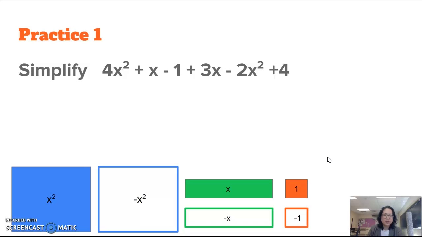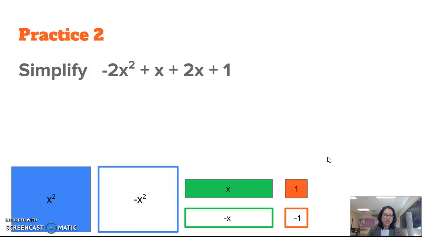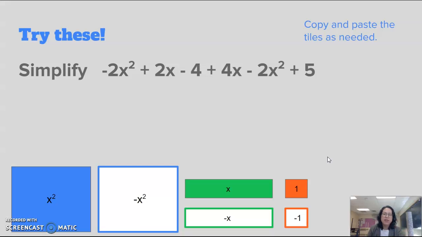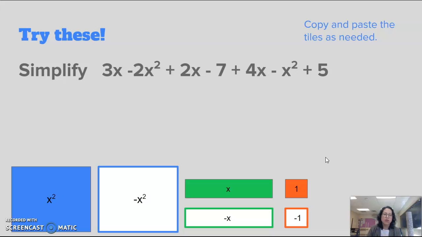So after you feel comfortable with practice 1, practice 2 as well, okay? Combining, simplifying like terms, then you can try these out, and these ones are going to be marked. You can do them right on the Google slide, okay?